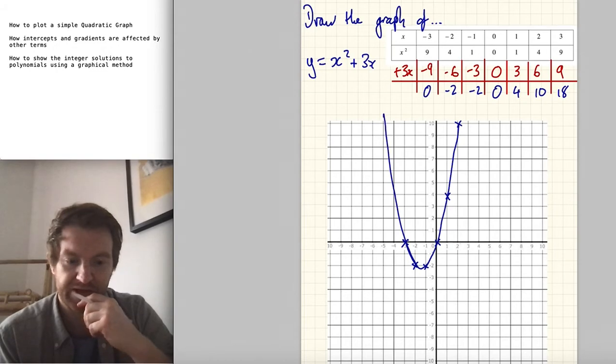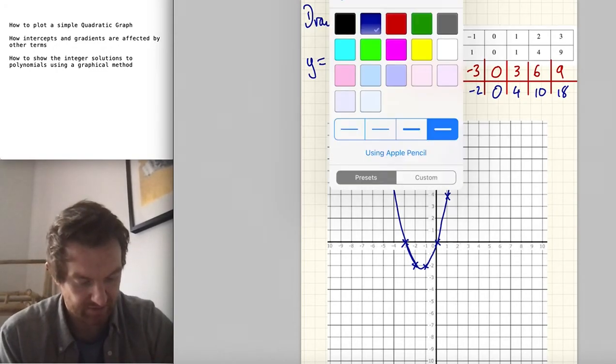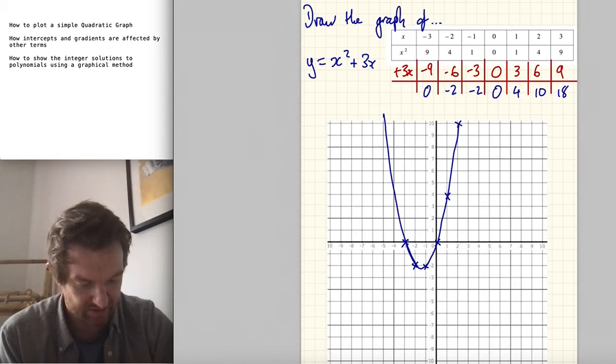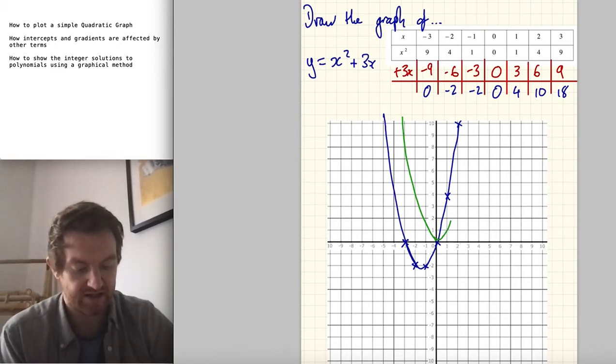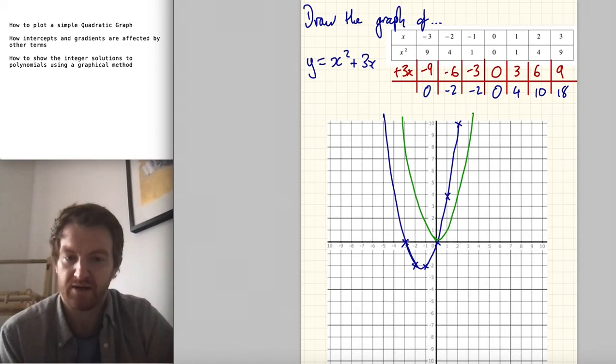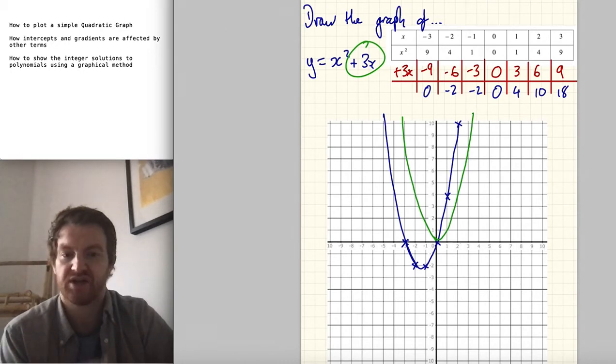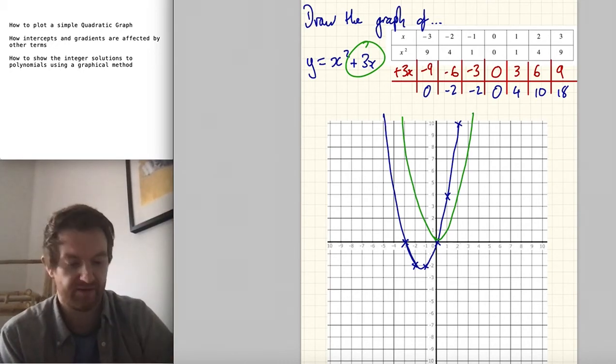And hopefully what we can see here, if we compare it to the original y equals x squared graph, which goes something like that, is that it's shifted slightly to the left and slightly down. So when we have these ones here, the shift is slightly more complicated. But the basic shape is that U parabola.